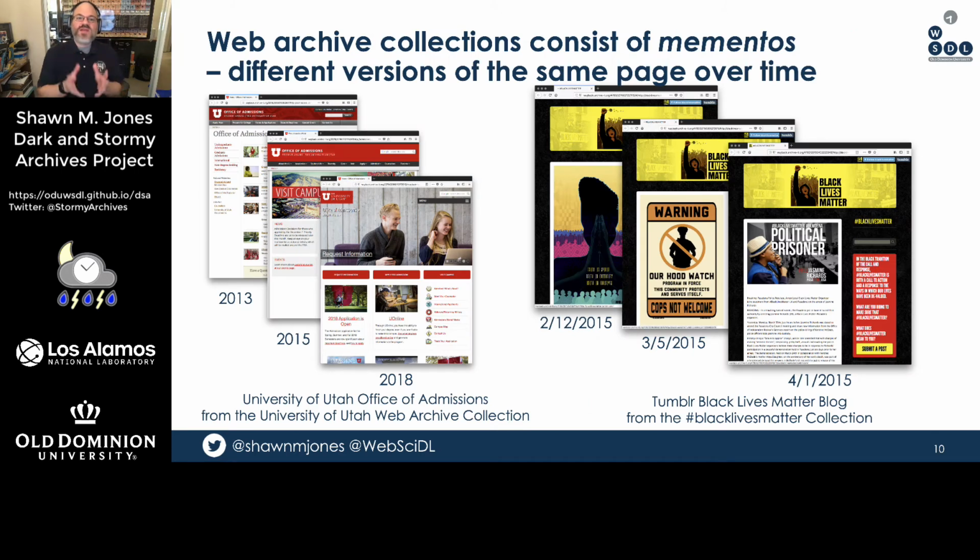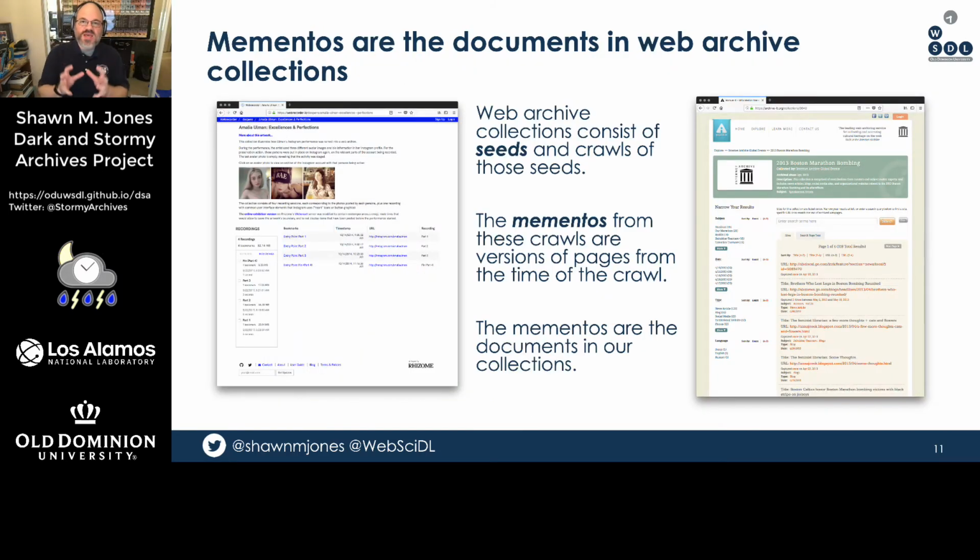So Web Archive collections consist of mementos. These are different versions of the same page over time. And this allows us to do some neat things, like we can watch the University of Utah Office of Admissions change its web presence over time, or we can explore the evolution of a movement in this Black Lives Matter blog on Tumblr. And mementos are the documents in Web Archive collections. I want to stress that.